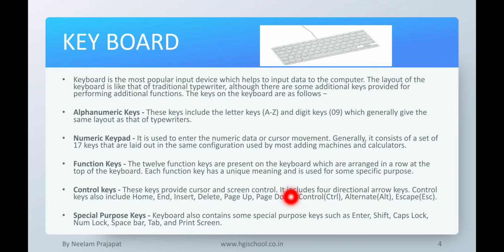Then control keys. These keys provide cursor and screen control. It includes 4 directional arrow keys. Control keys also include home, end, insert, delete, page up, page down, control, alt, escape, etc. keys. Then special purpose keys are there. So keyboard also contains some special purpose keys such as enter, shift, caps lock, num lock, spacebar, tab and print screen.